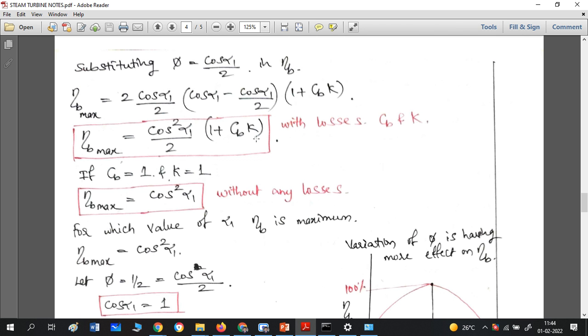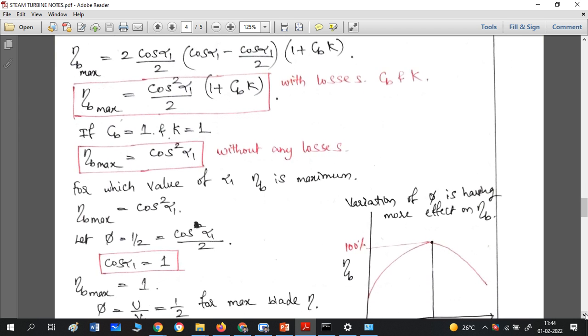So considering losses, I am going to consider CB and K values as given in the problems. If losses are not given or are negligible, then I can say this maximum blade efficiency is nothing but, if you consider CB as 1 without any losses, or friction factor as 1, I can write 1 plus 1 as 2. So 2 will get cancelled here. So we are left with maximum blade efficiency given as cos square alpha 1.